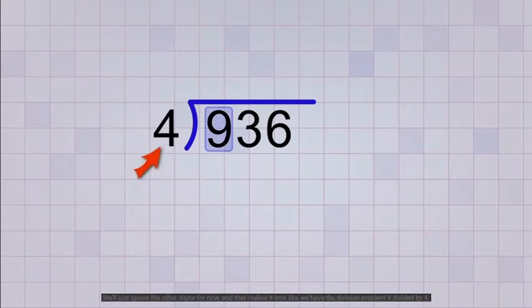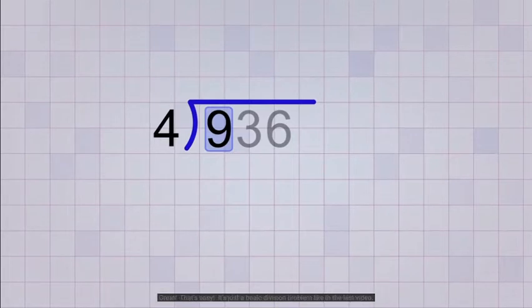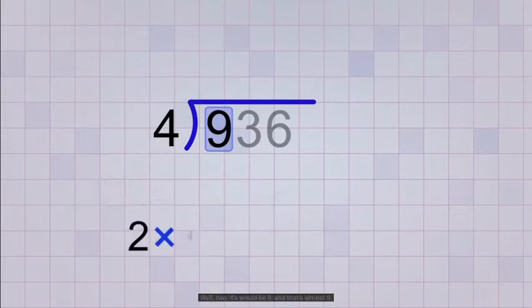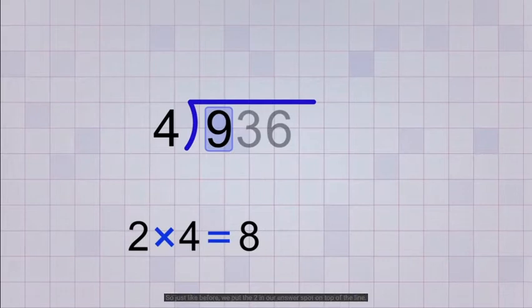So the first step in this problem is to divide the first digit of our dividend by 4. We'll just ignore the other digits for now. And that makes it look like we have the division problem 9 divided by 4. Great, that's easy. It's just a basic division problem like in the last video. So we ask, how many 4s will it take to make 9 or almost 9? Well, 2 4s would be 8, and that's almost 9. So just like before, we put the 2 in our answer spot on top of the line.